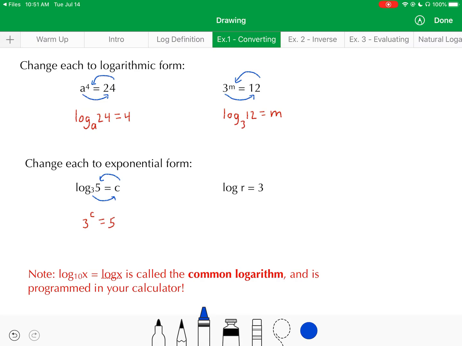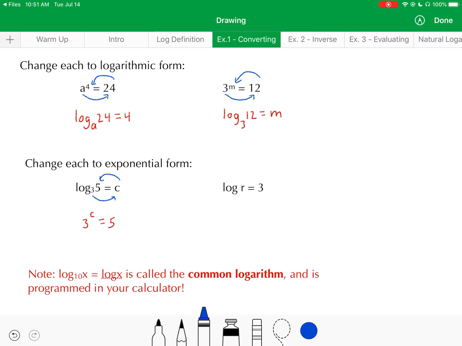It's kind of like if you have a variable of x, you know that the power on that is 1 without it being written. Okay, it's just understood, right? So same idea here. When you have a logarithm with no base, it's understood to be a base of 10. And the nice thing about common logarithms is they are programmed within your calculator. There is a log button on your calculator that is representing the common logarithm, okay?